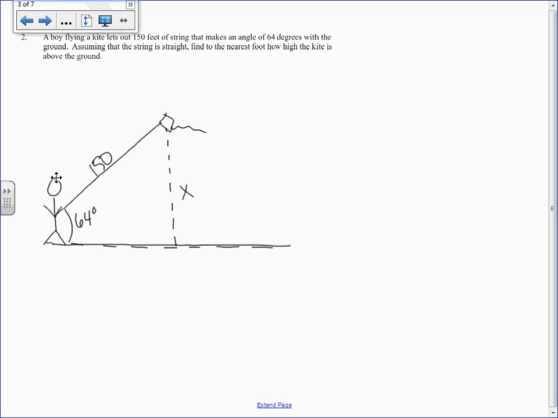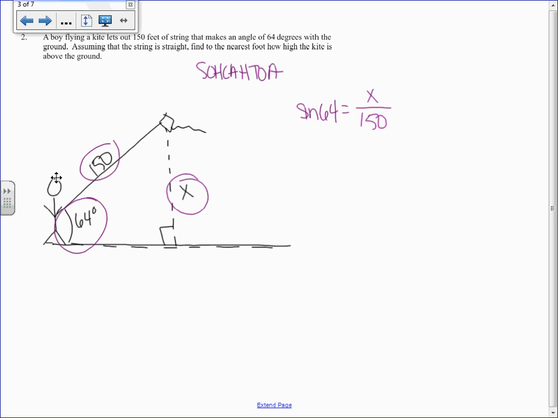And of course, perfect world, right angle. So if I look at this, I've got my angle. I'm looking for the opposite side. I know the hypotenuse. I know what it is across from the right angle. So if I look at SOHCAHTOA, opposite and hypotenuse, that means I'm using sine. So the sine of 64 is going to equal the opposite side over the hypotenuse.